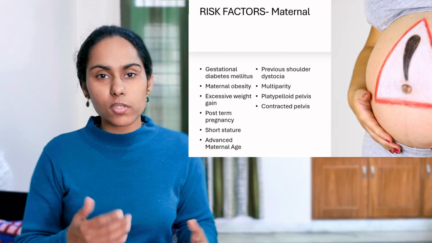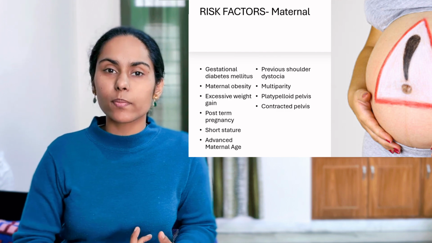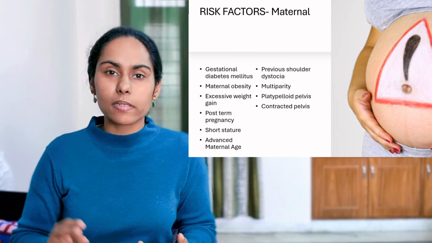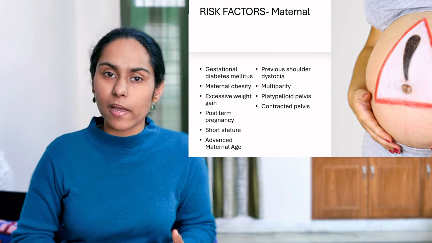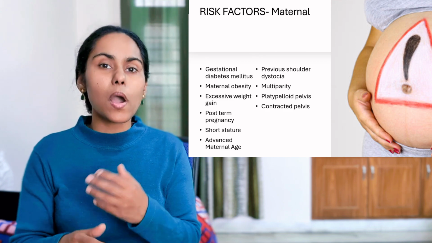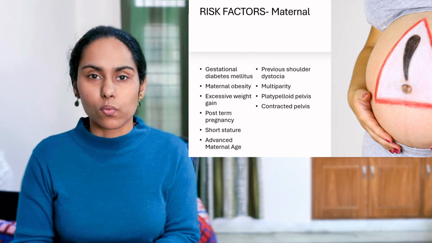Now talking about some risk factors, though shoulder dystocia can occur in a pregnancy where no risk factor was associated, there are certain risk factors in which we can predict the patient might land up in a shoulder dystocia, and we keep our preparedness even more. Those conditions you can see on the screen: gestational diabetes mellitus, post-dated pregnancy, advanced maternal age, multiparity. All these conditions are somehow related to fetal macrosomia.